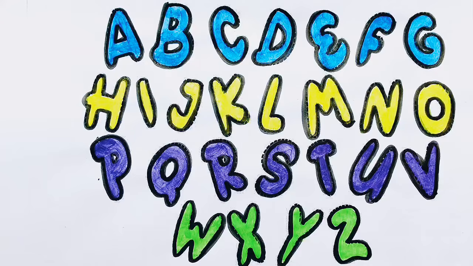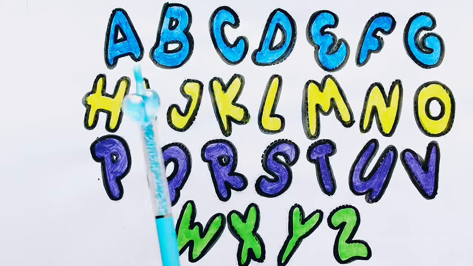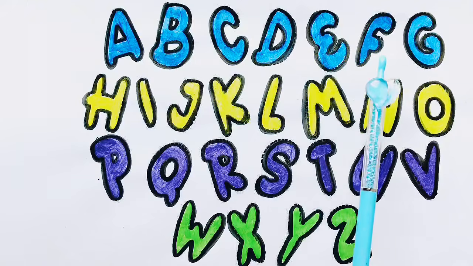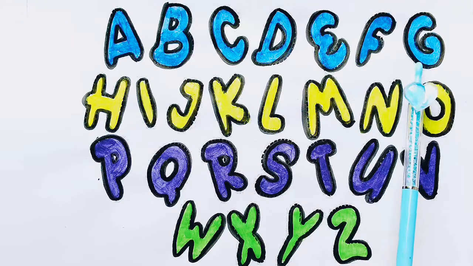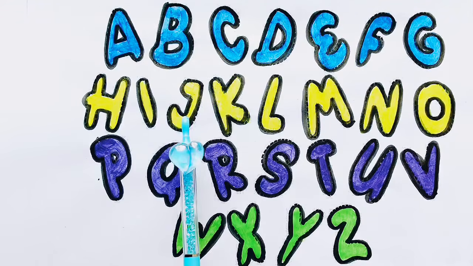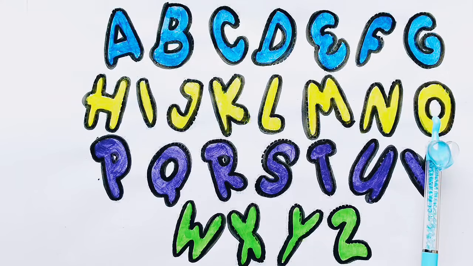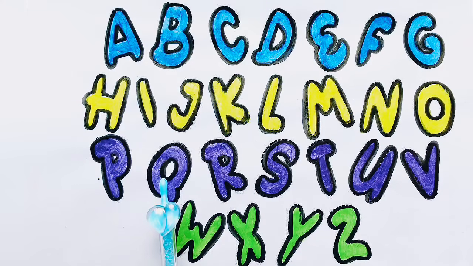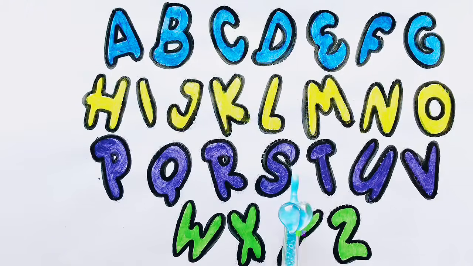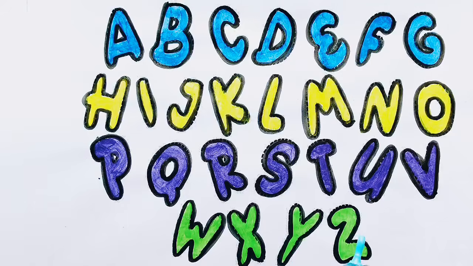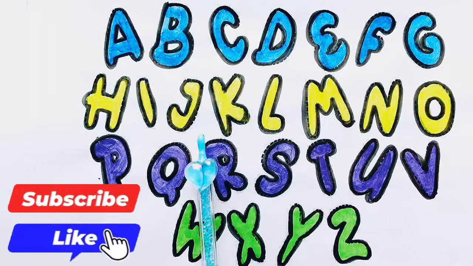Let's repeat and learn. Capital letter A, B, C, D, G, H, I, J, K, L, M, N, O, P, Q, R, S, T, U, V, W, X, Y and Z.